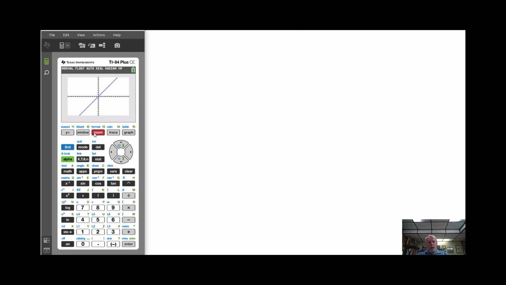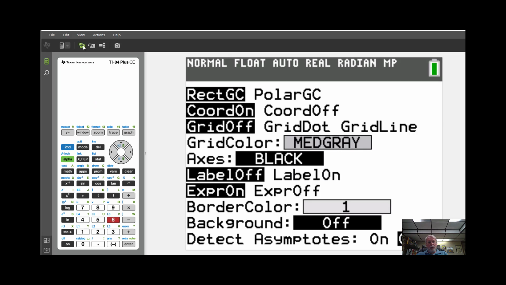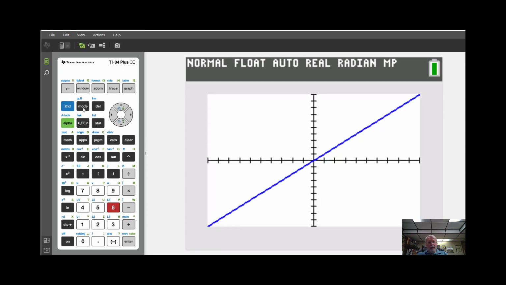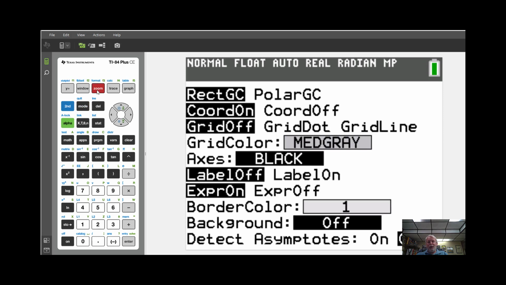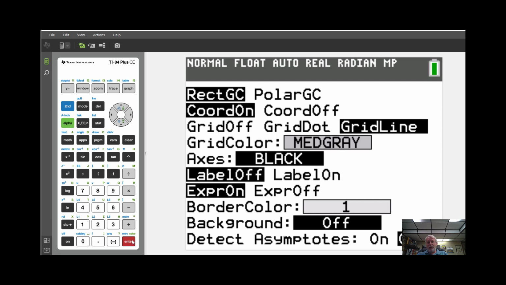So again, let me go back to zoom 6. And let's go ahead and put on the grid. And that is under mode. No, it's not. It's under, sorry, second zoom. I always get format and mode mixed up. Not always, but often. So go down to grid off, make a right turn, and go to grid line. Again, this is under second zoom, which is format. You want grid line, press enter. And now it's going to put grid lines on your graph.